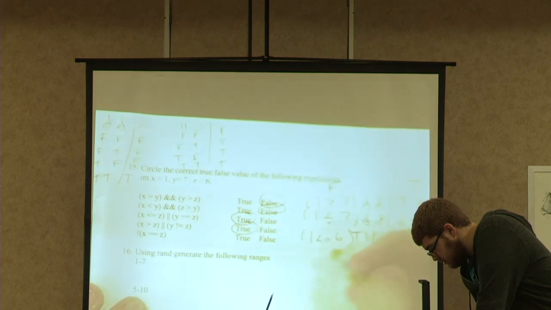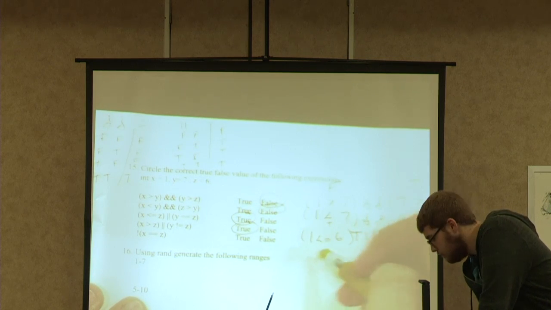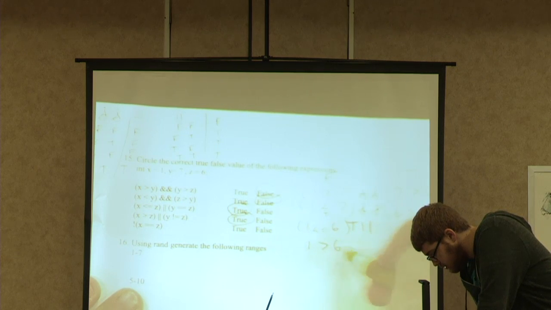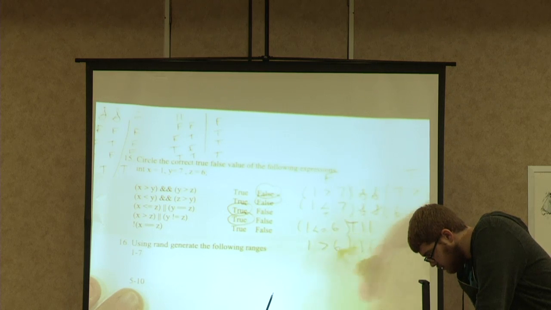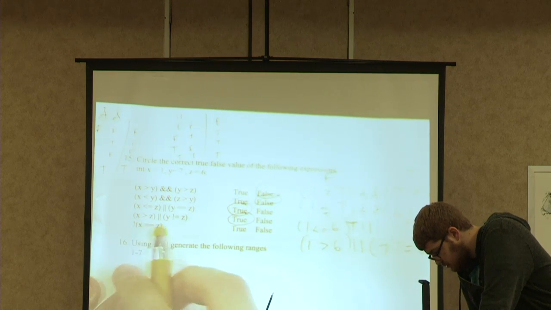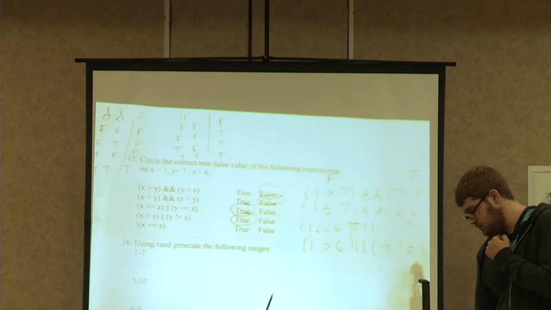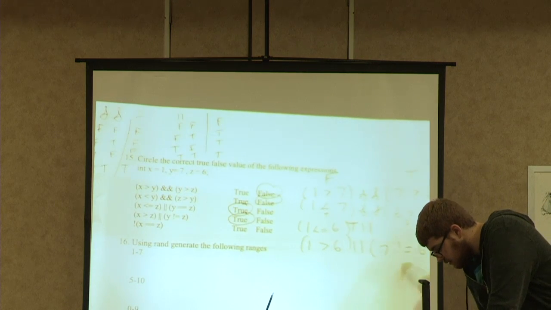So that would equate to true, right? Because that one would be x is 1 greater than 6, or 7 does not equal 6. So this one, 1 is not greater than 6, that's false, or 7 does not equal 6, which is true. So then the whole thing will be true.